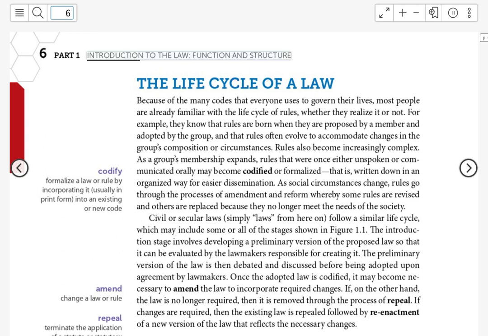Part 1 Introduction to the Law, Function and Structure. The life cycle of a law. Because of the many codes that everyone uses to govern their lives, most people are already familiar with the life cycle of rules, whether they realize it or not.